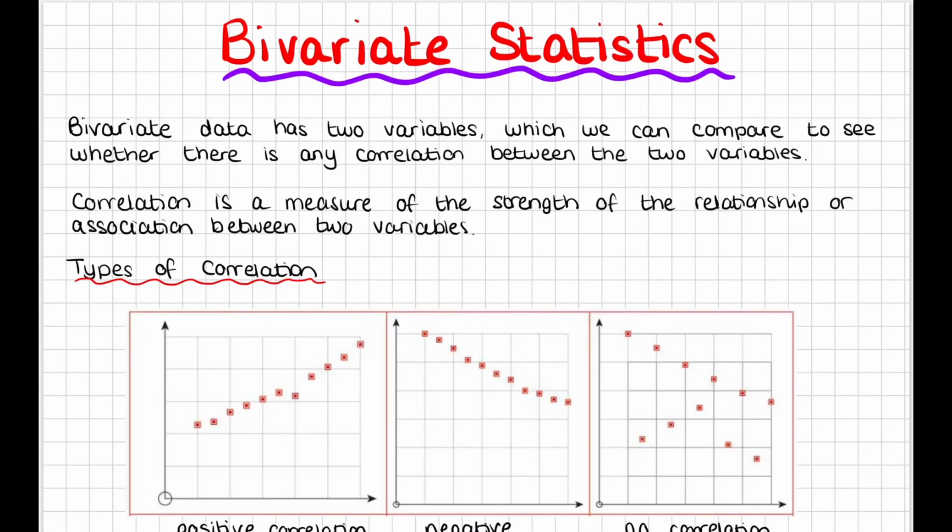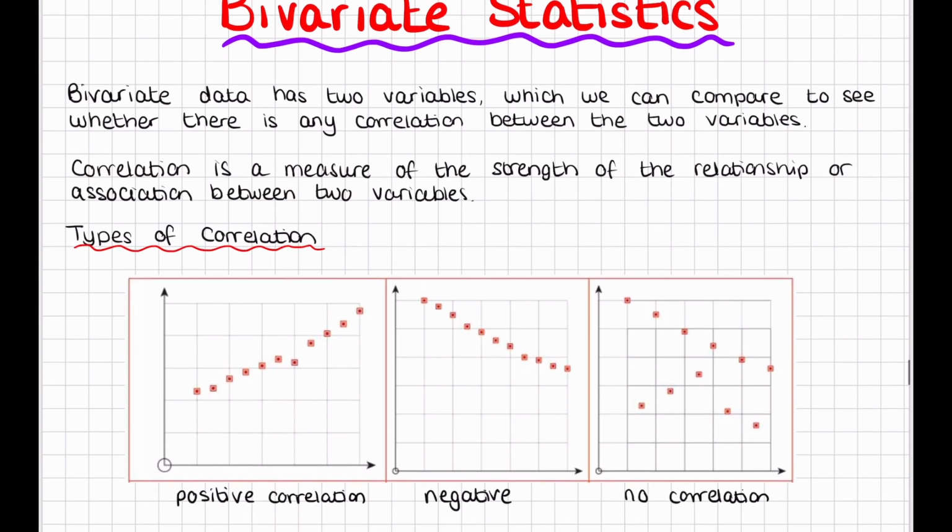This video is bivariate statistics. Previously we looked at univariate statistics, which was where we had one variable. Now we're going to look at bivariate, which is when you have two variables. And when we have bivariate data, what we can often do is compare to see whether there is any correlation between the two variables. Correlation is a measure of the strength of the relationship or the association between two variables.